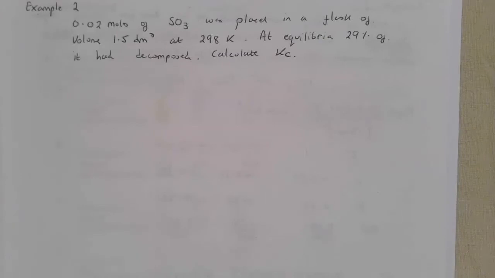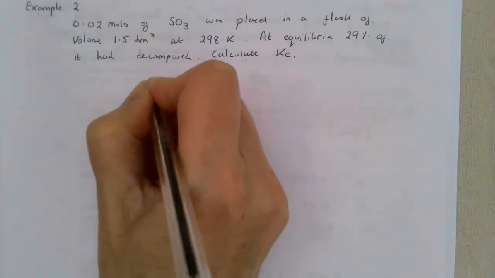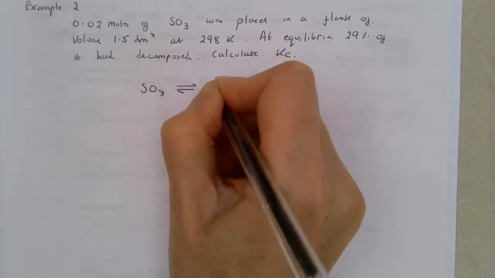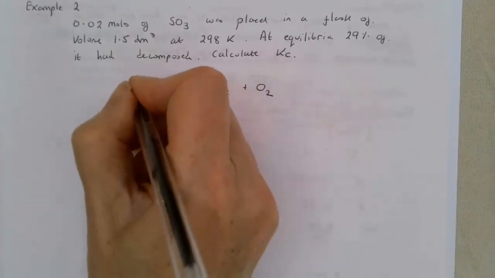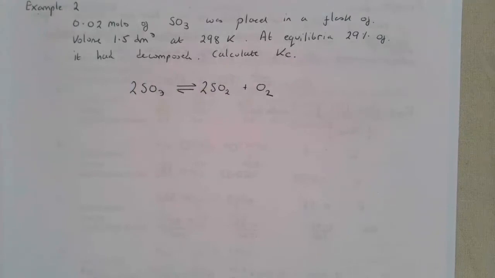And in this example, I've got SO3 decomposing. So again, I'm going to write out my equation. I've got SO3 reacting to form SO2 and oxygen. So I don't have halves, which is quite difficult to use in my equation, I'm just going to times everything up by 2.